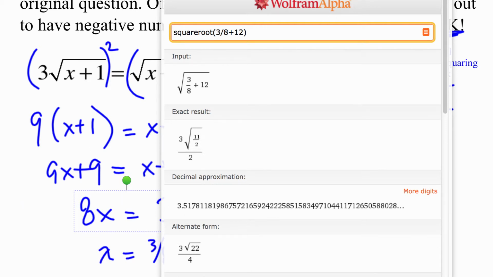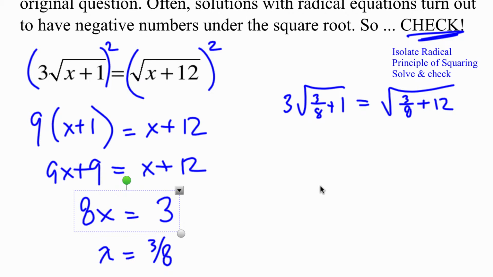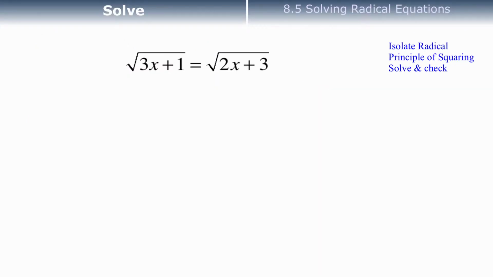Same answer. Therefore, this side is equal to this side. Therefore, the 3/8 is my correct answer. That's a tougher one to determine with a calculator.